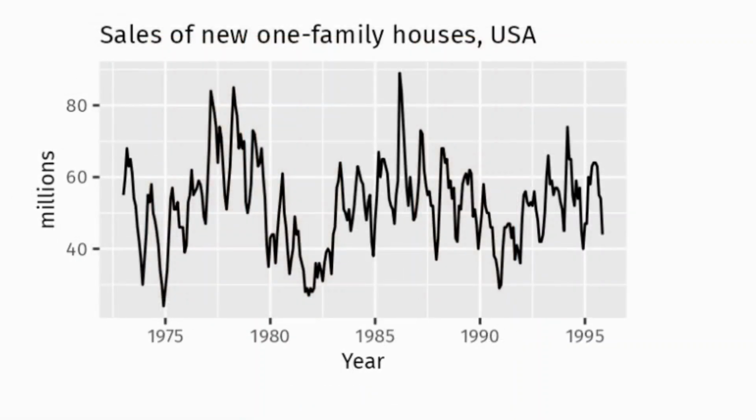The following data represents the sales of new one-family houses in USA. We can see that the mean is the same throughout the data plot and the variance is also roughly constant. There is also no observed seasonality. Hence, it should be stationary, right? But it is not. This data, in fact, is non-stationary.